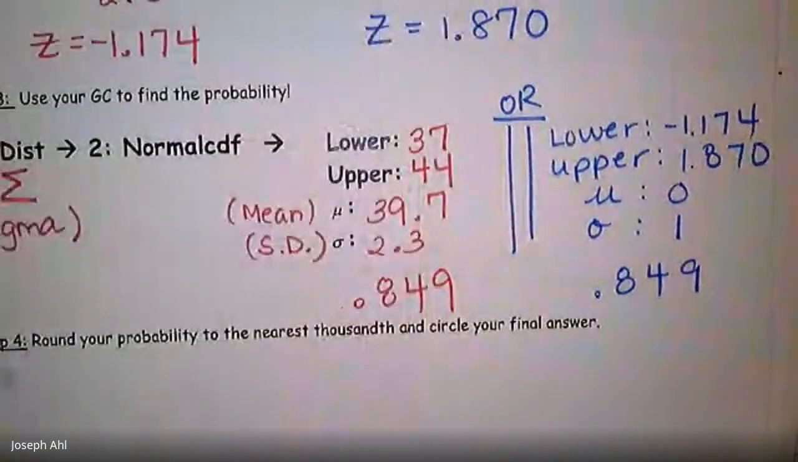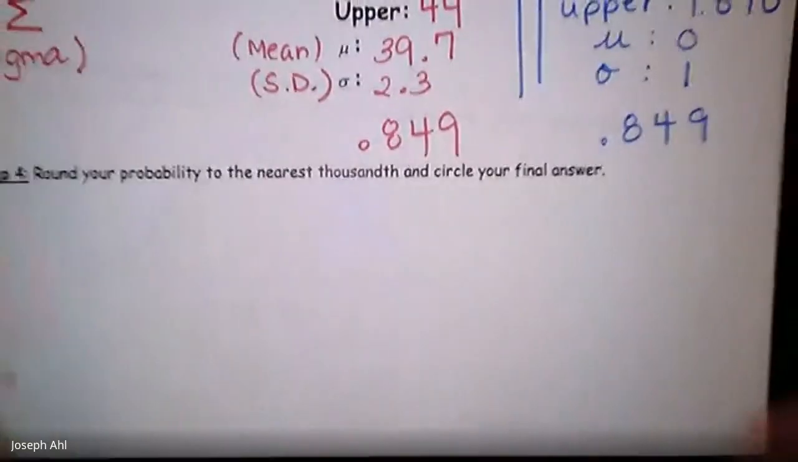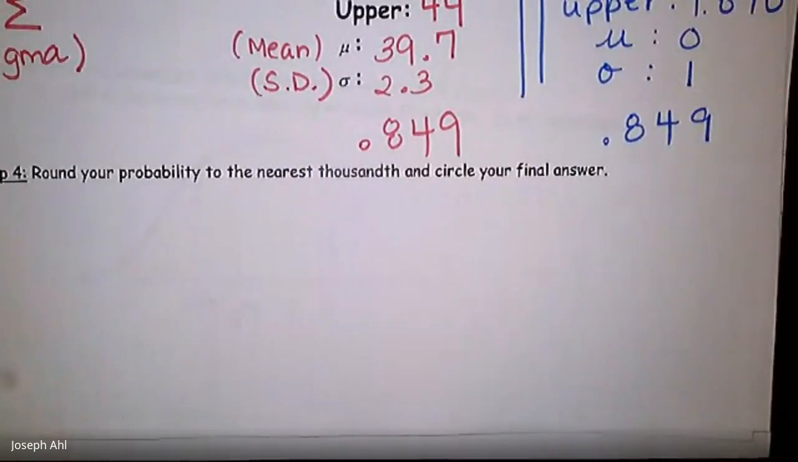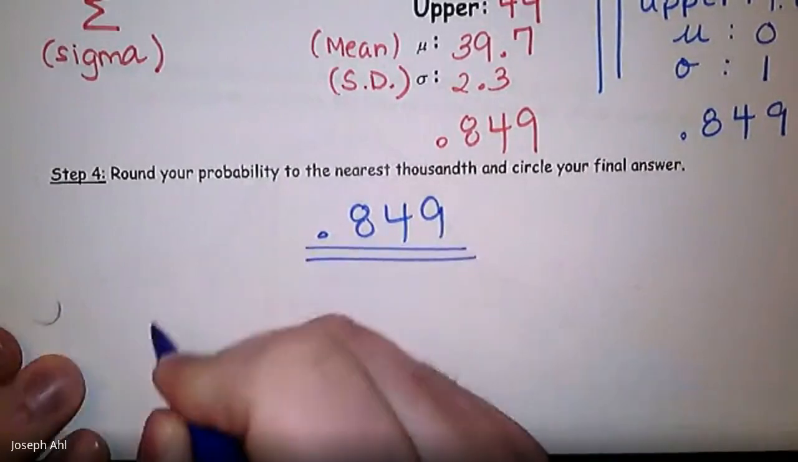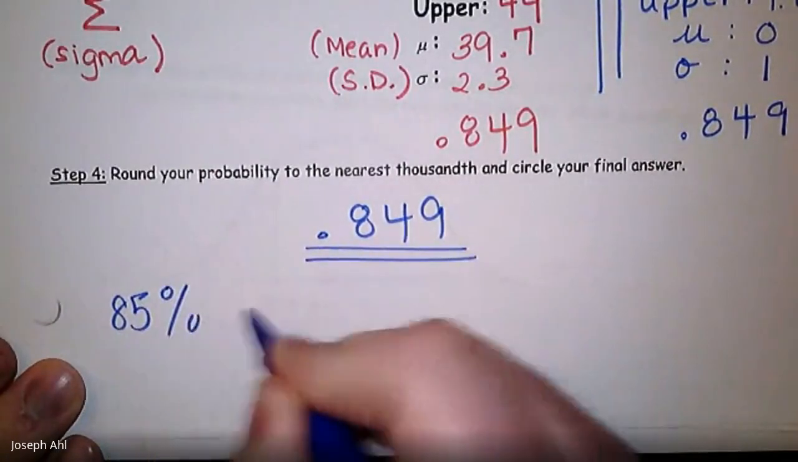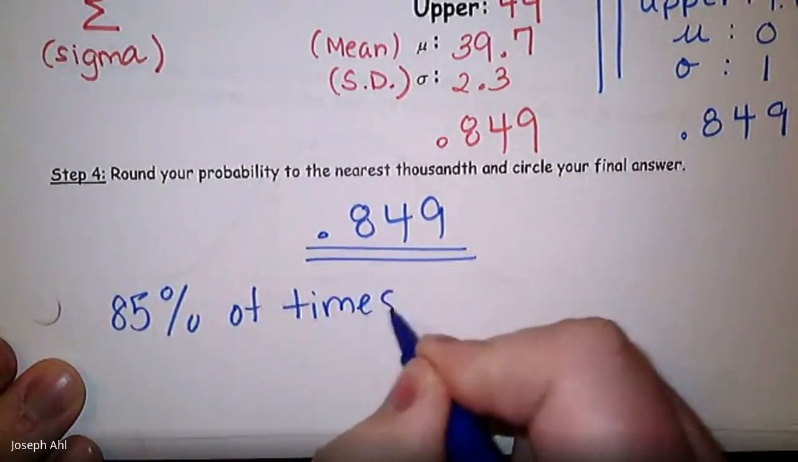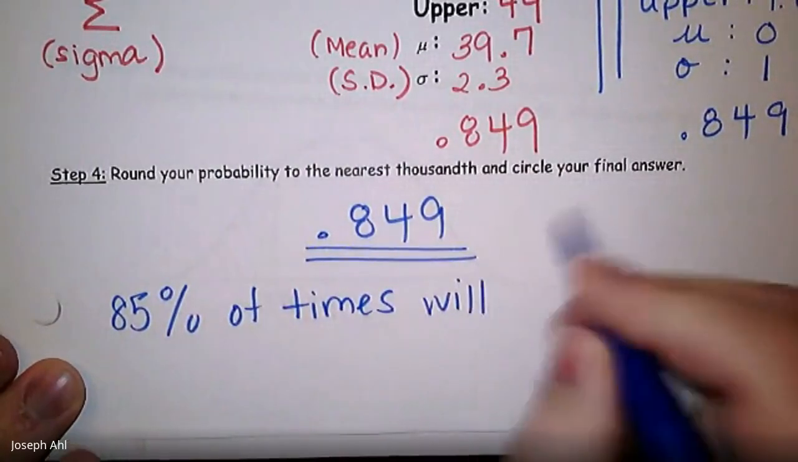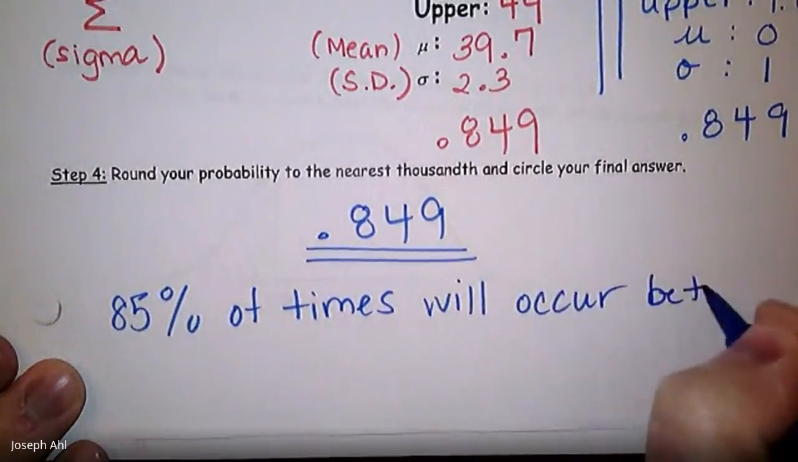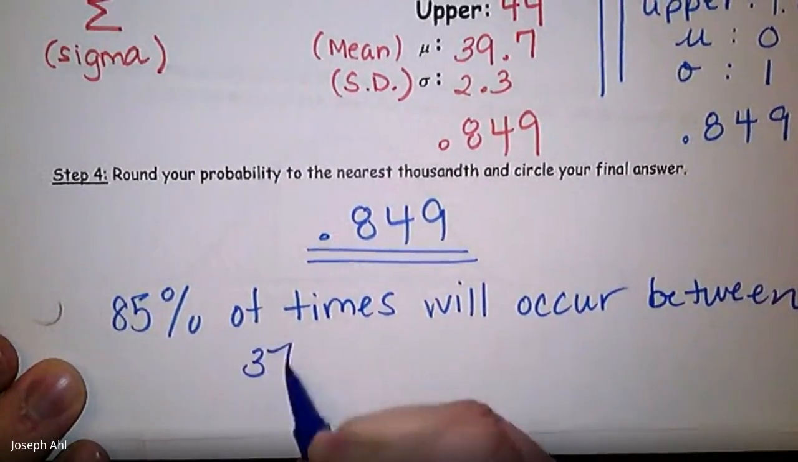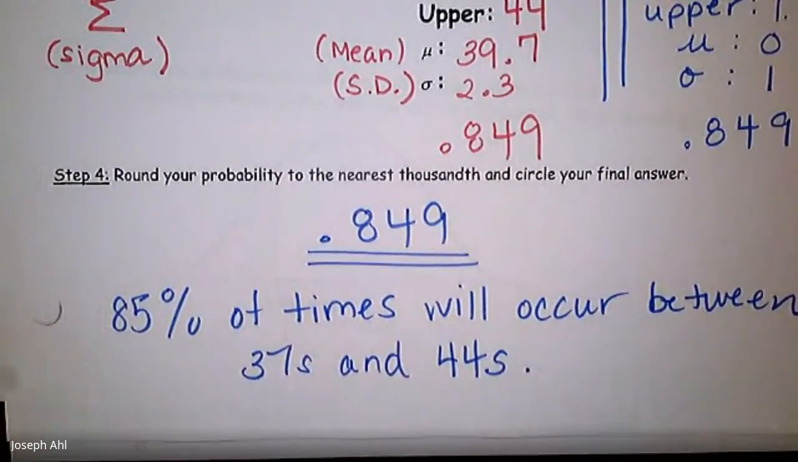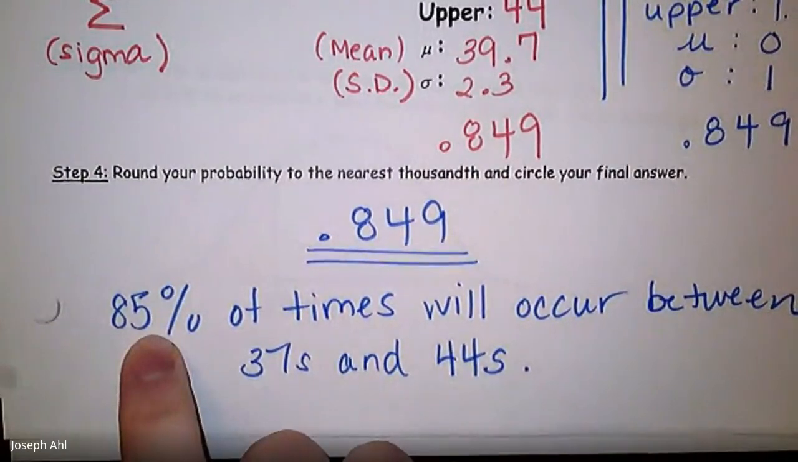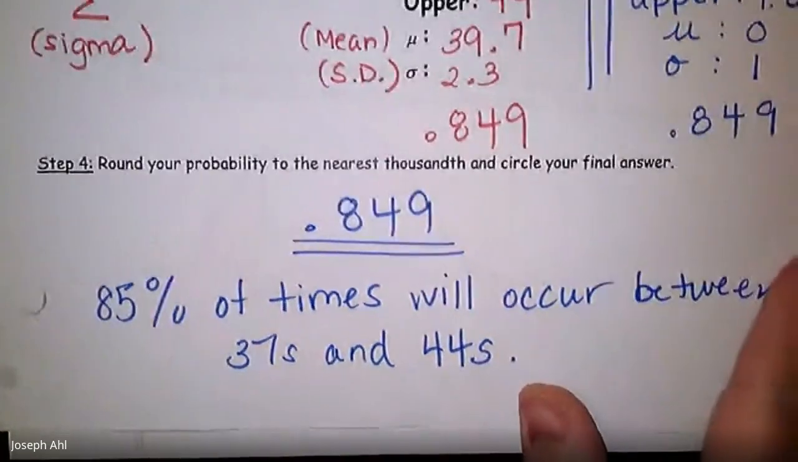So based on that, what do we now know? Round our probability to the nearest thousandth, which I already did. So 0.849 is the answer here. And what does that mean? Approximately 85% of the times will occur between 37 seconds and 44 seconds. Okay, so it's introducing that probability aspect: based on what we know about normal distributions, we should expect these times to occur 85% of the time.